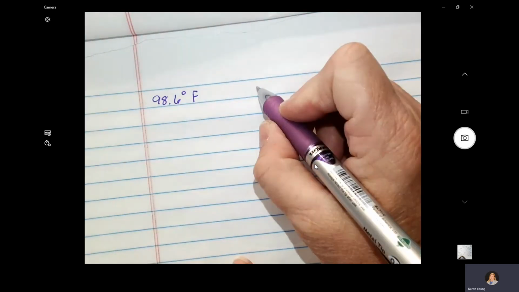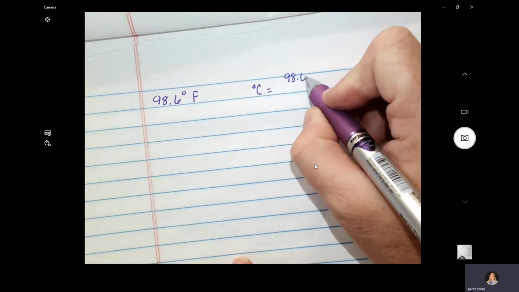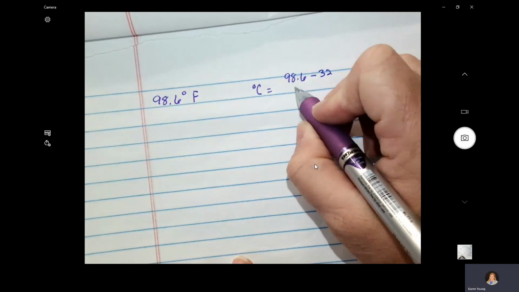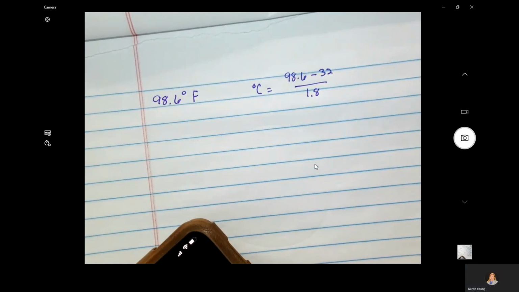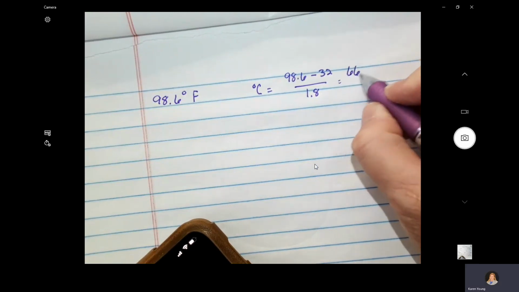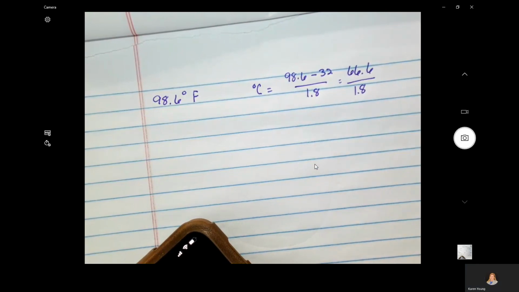37. To prove it, I'm looking for degrees Celsius. So I'm going to take the 98.6, subtract the 32, and divide by 1.8. If you want to use your phone calculator, you can. I'm not picky about that, except for on the test. 98.6 minus 32, I get 66.6 divided by 1.8 equals 37. So it's 37 degrees Celsius.